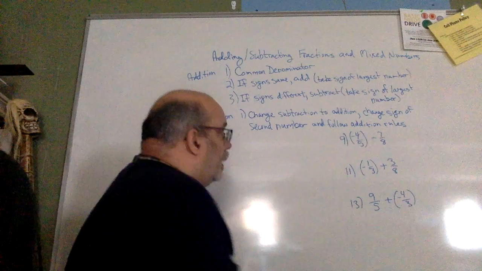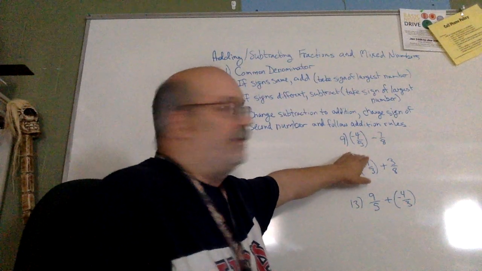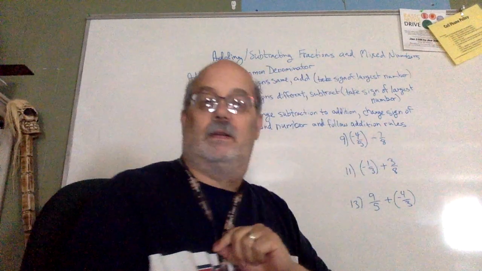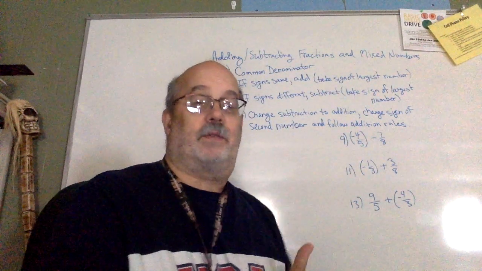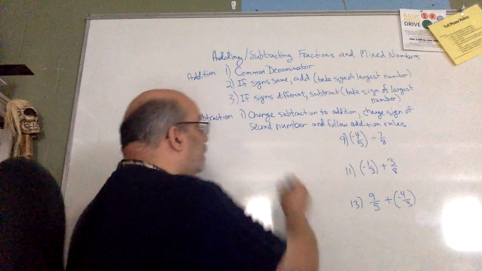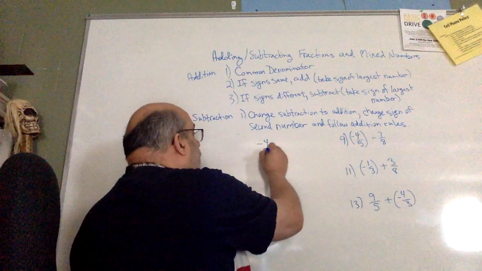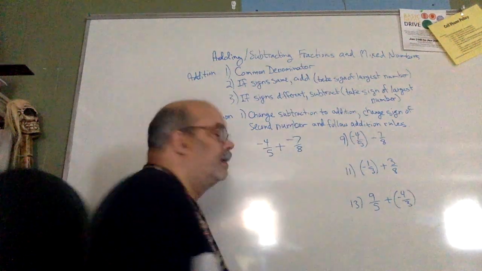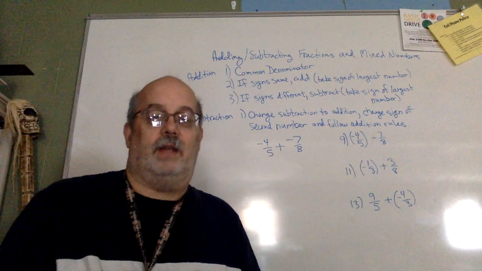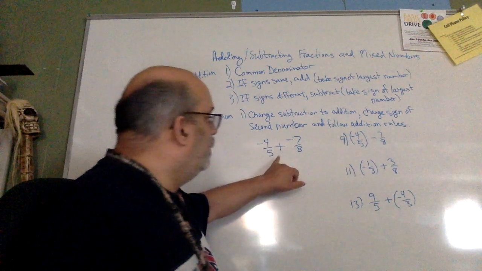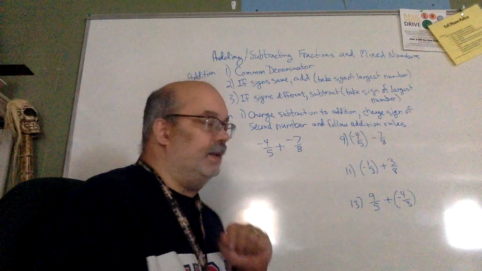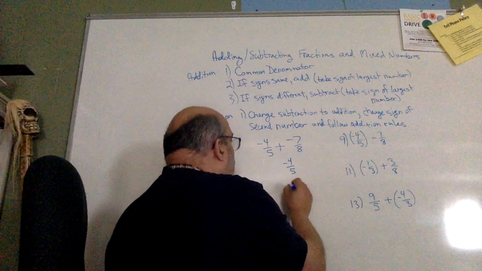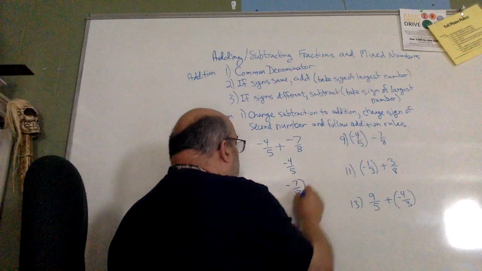Okay, number 9, negative 4/5 minus 7/8. So this is subtraction, we need to change it to addition. Negative 4/5 plus a negative 7/8. Now we have addition, we need a common denominator. 5 and 8 are not common, so we need to change them. Negative 4/5, negative 7/8.